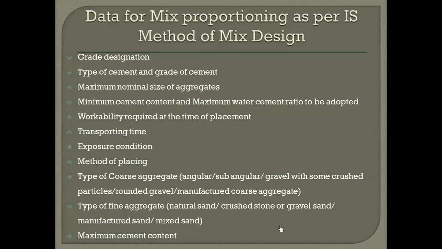Then the transporting time from the RMC plant to the site. Exposure condition, which environmental condition our building comes under, we should know. Method of placing, there are different methods to place the concrete, so what kind of placing techniques we are using, we should know. Then type of coarse aggregate, whether it is rounded, angular, flaky, elongated, or artificial, that is manufactured. Then type of fine aggregate, whether we are using natural river sand, M sand, or quarry dust, we should know that also.